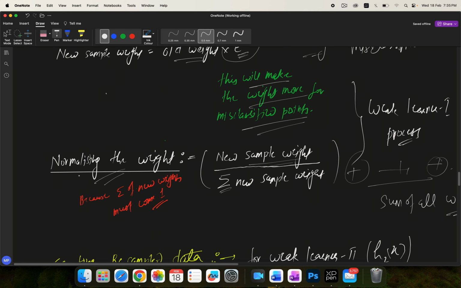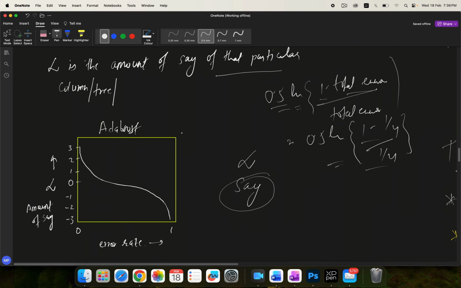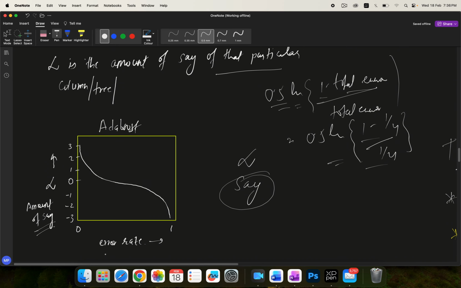When we do this, we also normalize the weights because the summation should come to 1. So the normalizing technique, you must be knowing: the new sample weights divided by the sum of new sample weights. So when you add all the normalized sample weights, it will come to unity, right? So how is the graph of amount of say versus error rate? When the base model performs with less error overall, right?